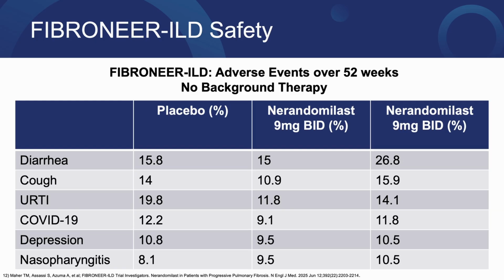This is the Fibroneer IPF, this is the Fibroneer ILD study. So this was the patients who had other progressive phenotypes outside of IPF. Again, same kind of similar profile of symptoms and side effects. Nothing was kind of shocking there.